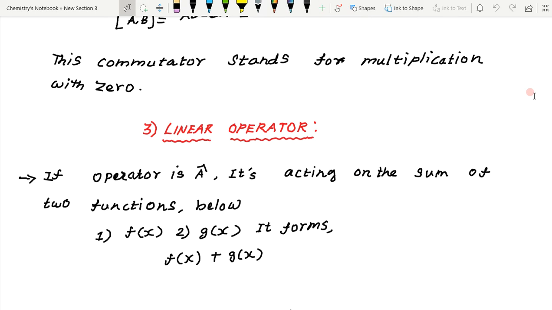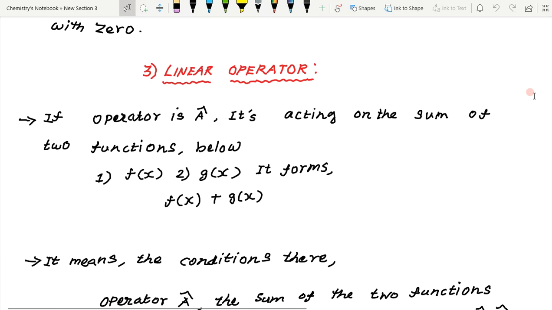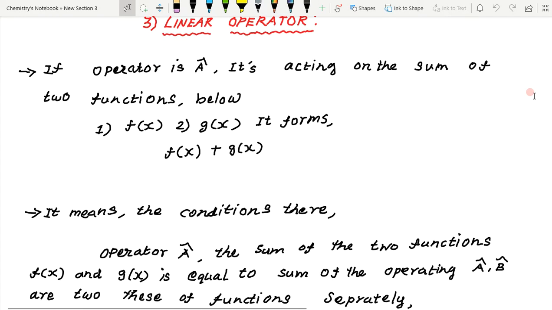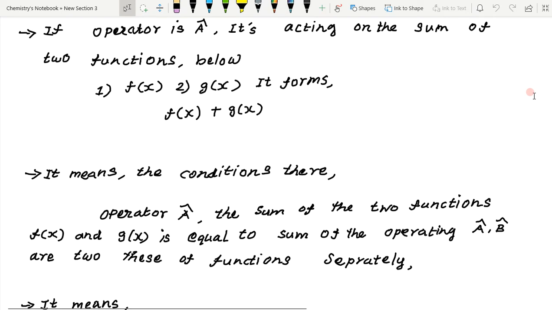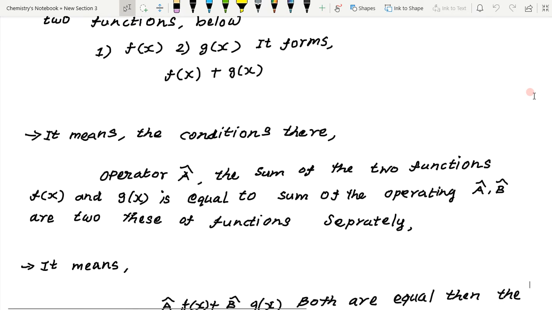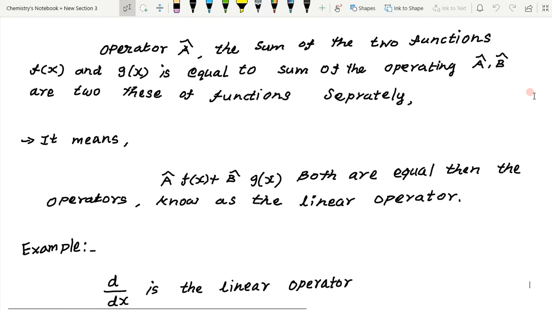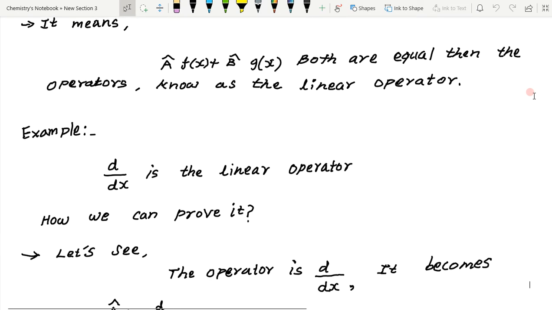Third one, linear operator. What is a linear operator? If operator A is acting on the sum of two functions, first one f(x), second one g(x), forming f(x) plus g(x), the condition is that operator A acting on the sum of the two functions f(x) and g(x) is equal to the sum of operator A acting on the functions separately. It means A f(x) plus A g(x), both are equal, then the operator is known as a linear operator. Example, d by dx is a linear operator.